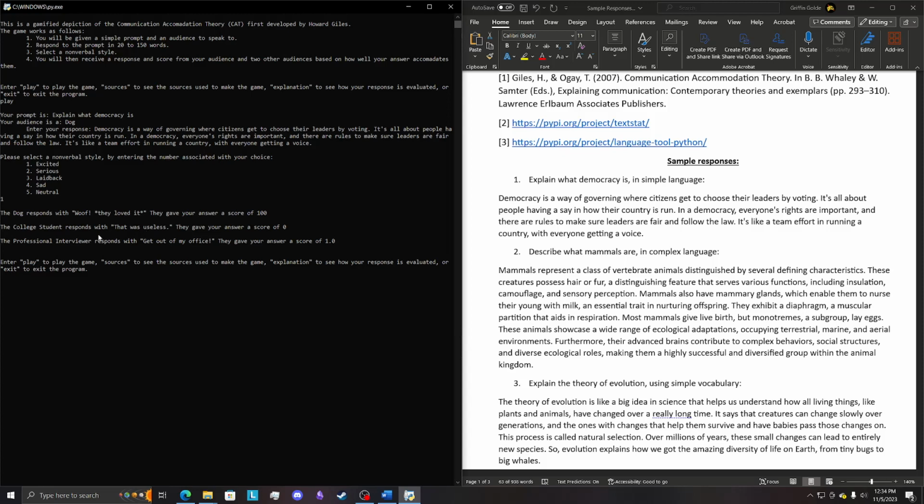The college student, however, thought that our very simple explanation of democracy was useless, and they gave us a score of 0. These scores they give us range from 0 to 100. The professional interviewer wants us to get out of his office because he also thought our explanation was too simple. I'm going to go ahead and try again.